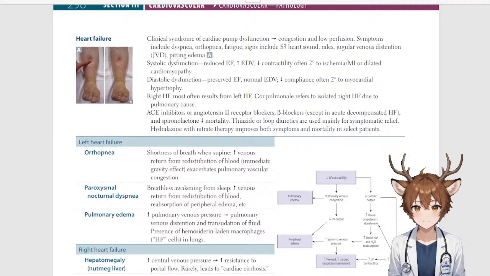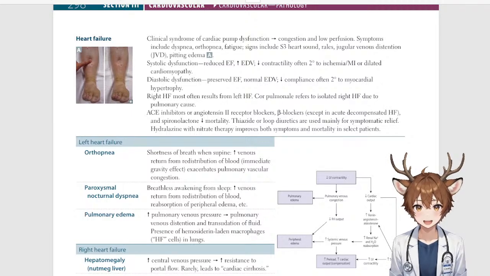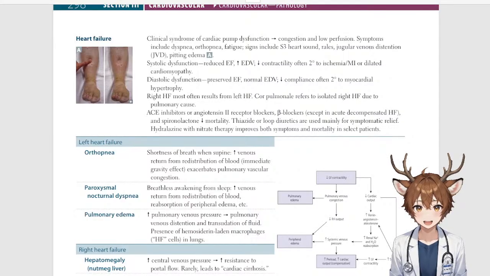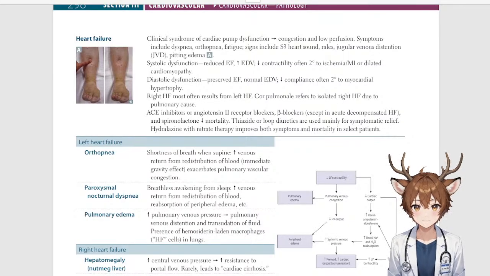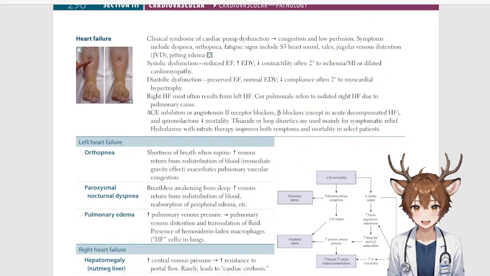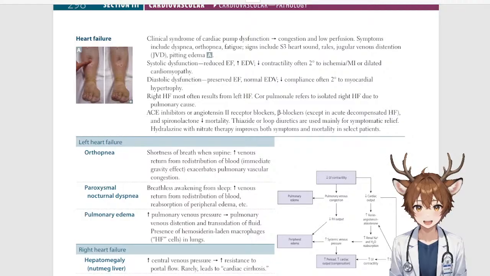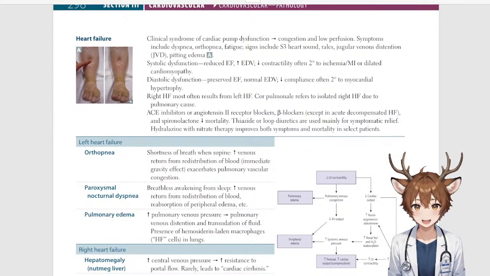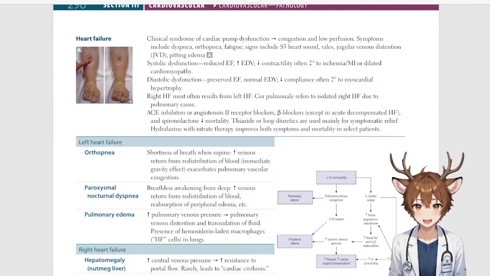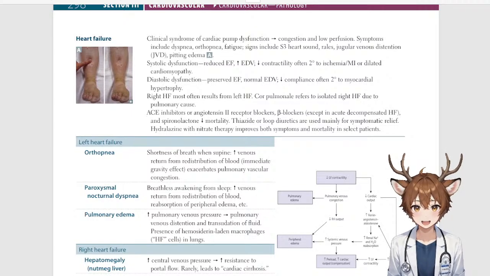Systolic dysfunction, heart failure with reduced ejection fraction, HFrEF, leading to increased end diastolic volume, decreased contractility, often secondary to ischemia/MI or dilated cardiomyopathy. Diastolic dysfunction, heart failure with preserved ejection fraction, HFpEF, decreased compliance, which is to say increased end diastolic pressure, often secondary to myocardial hypertrophy. So a decreased compliance leading to elevated end diastolic pressure.